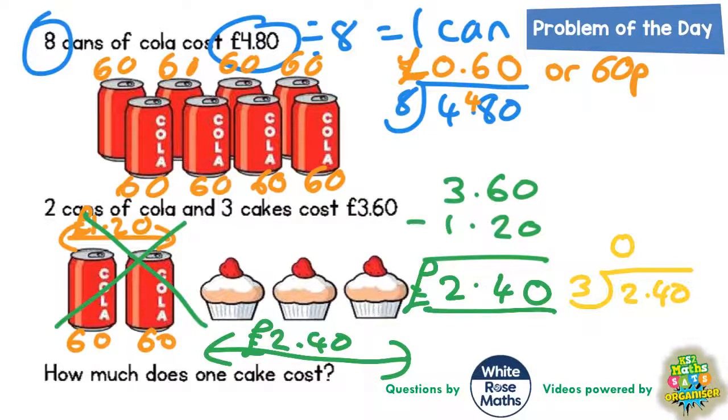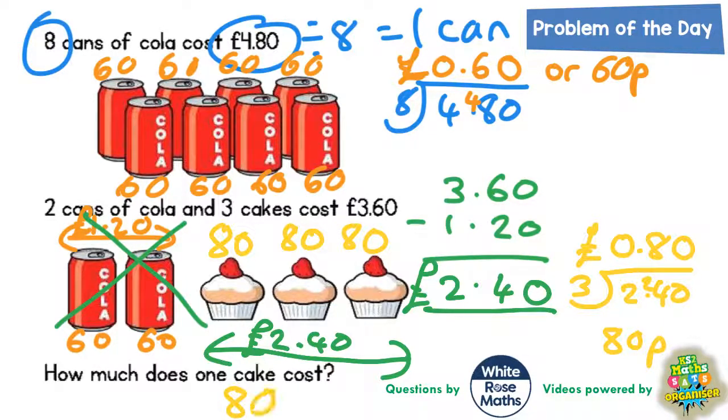But you haven't really used the 2 yet, so you carry the 2. 3's into 24 goes 8 times, and 3's into none goes none. Don't forget your decimal point, 0.80 pounds, or in other words, 80p. So what we're saying is that each cake is worth 80p. So how much does one cake cost? Final answer, 80p, or 0.80 pounds is another way of saying 80p.